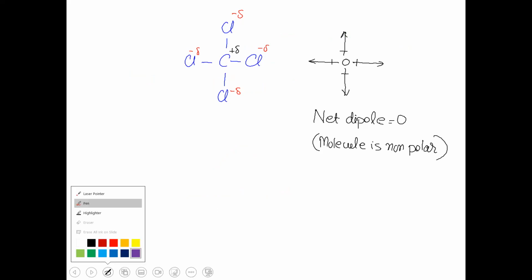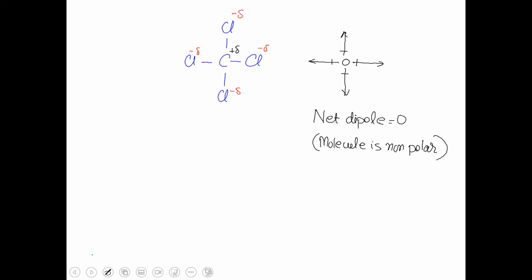Why? The first question is from my side. Why are all the bonds polar? Can you tell me why all the bonds are polar? Because there is a difference of electronegativity. Carbon is electropositive. Because that is not correct. Yeah, I think it's because the net dipole is zero, right? That's why.